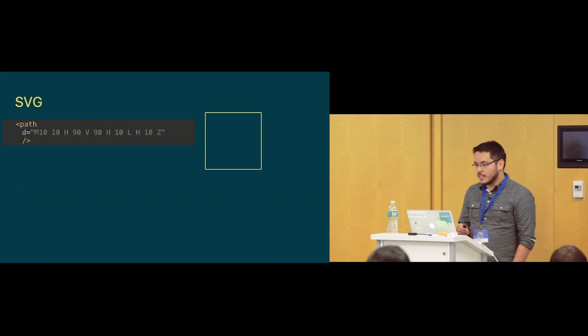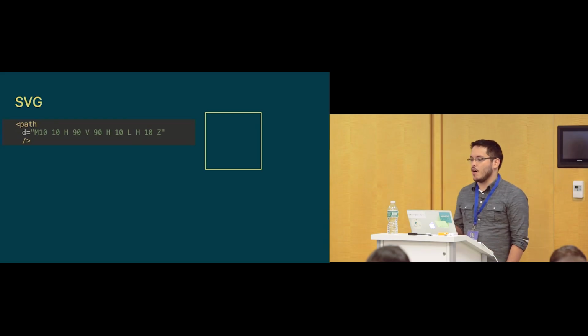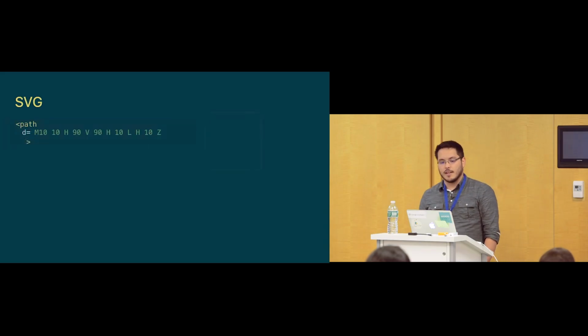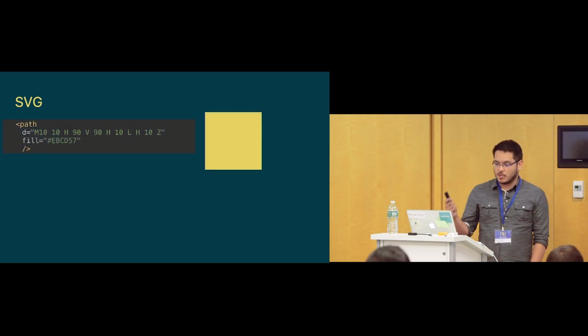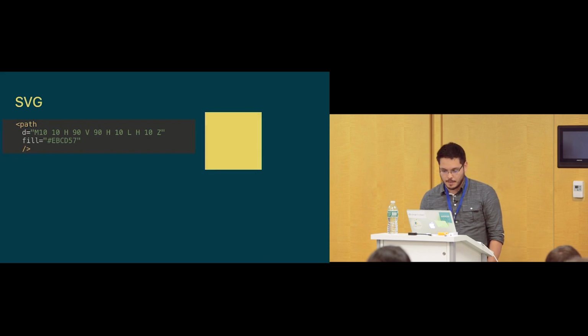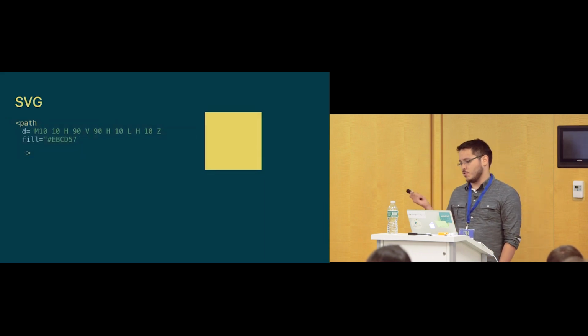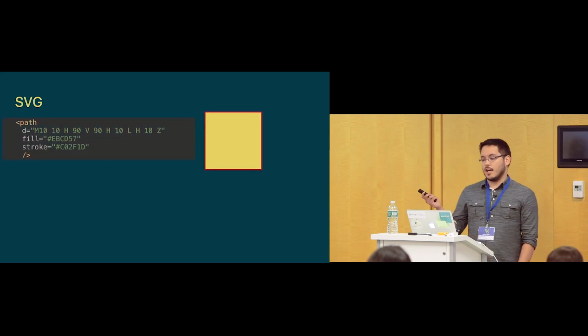So this is the path we saw at the beginning, that's what it draws. There are some other properties like fill. I can use it to say the color that I want inside. And I can also use stroke to set up another color.